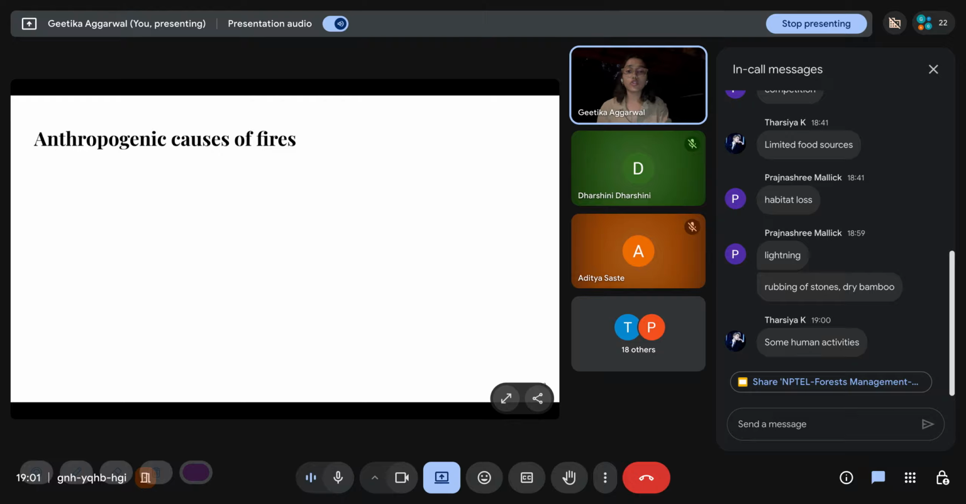Then there are certain anthropogenic causes of fires. How can humans lead to forest fires? So some very basic causes.